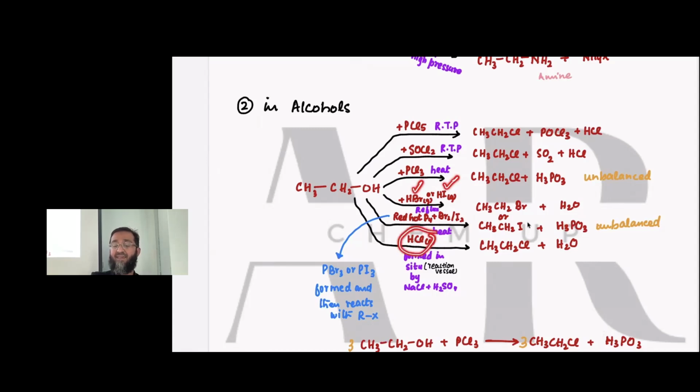For HCl gas, you need to react sodium chloride and sulfuric acid in the reaction vessel. That reaction vessel has a specific name which sometimes the examiner asks. We call it SIT. So we have the mixture of alcohol, sodium chloride and sulfuric acid in that, and on heating, first sodium chloride and sulfuric acid react to give hydrogen chloride, and that hydrogen chloride reacts with the alcohol, forming chloroalkane and water.